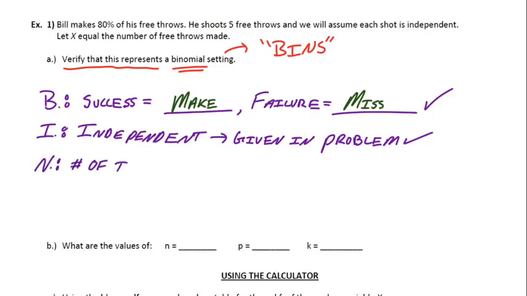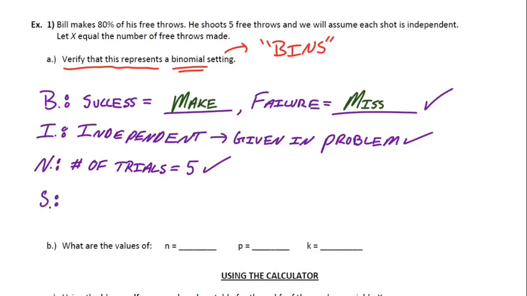And then for the N, that definitely doesn't mean normal here, right? Binomial distributions are not normal. The N stands for a fixed number of trials. And in this case, it says he's going to take 5 shots. So 5 would be the number of trials. That's fixed. So the N condition from BINS is good.